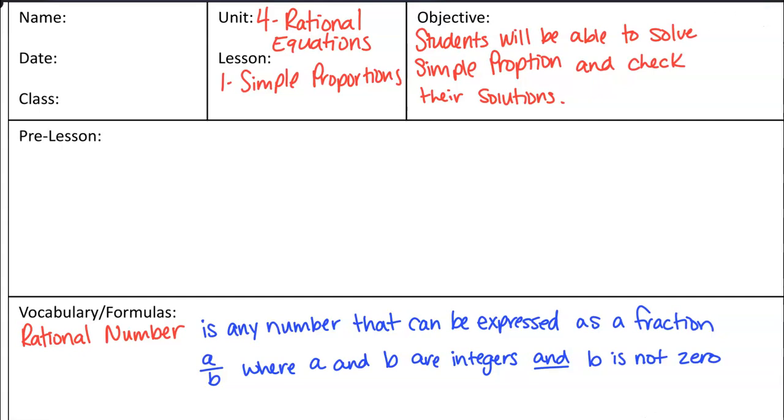Hello mathematicians, we are starting Unit 4 today, rational equations. We will be solving them, and today we're going to talk about simple proportions and how to solve them and how to check your solutions.